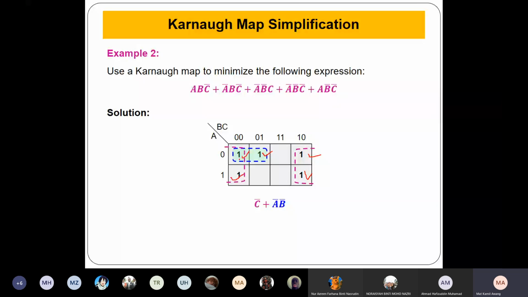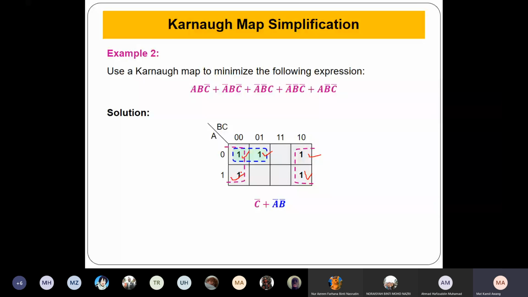So now you put in all the ones. The next step is you start to do the grouping. So these 4 ones can be grouped together. And another is that this one and this one can be grouped together. Even though this is overlapping, overlapping is allowed. So now all the ones have been grouped, and you cannot group anymore. That is as far as you can go.